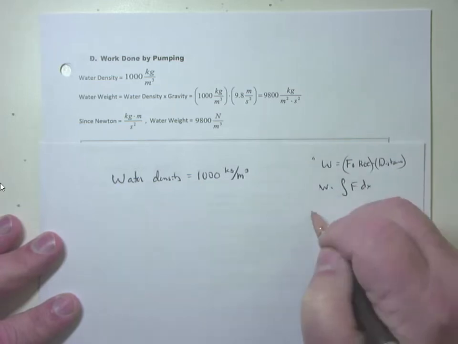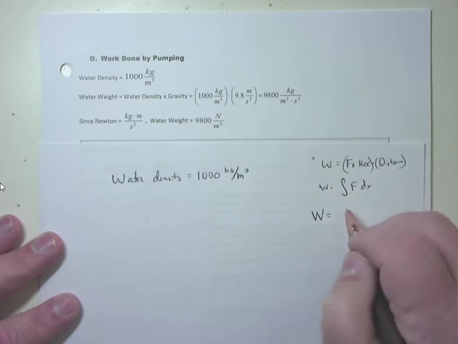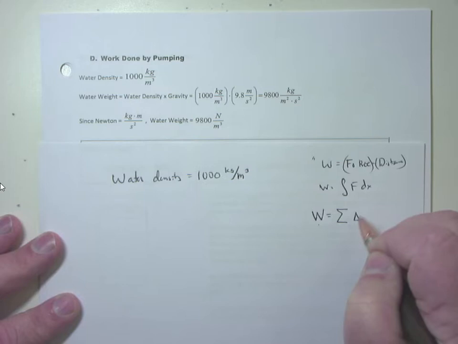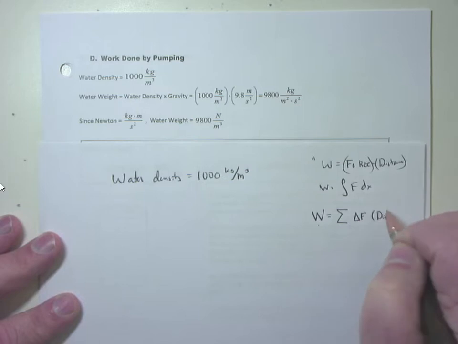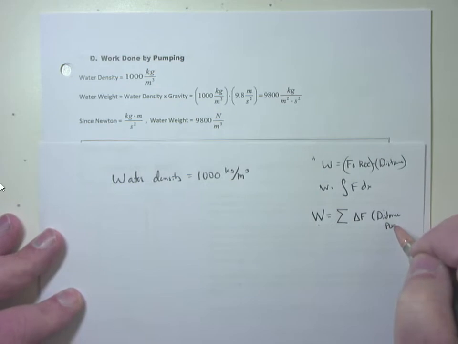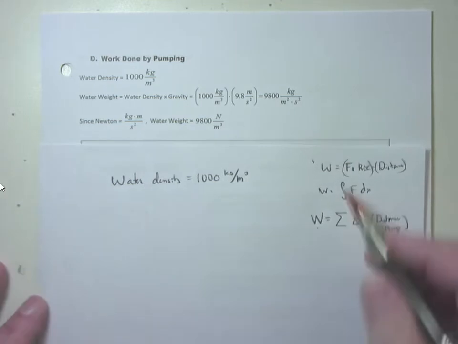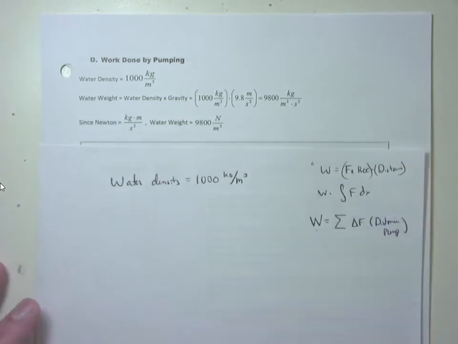And we also have this, which is the formula that I will be using. Work is equal to the sum of the change in force times the distance. In the old formula, I said the distance you have to lift, but now it's going to be the distance that you're going to have to pump. This is going to be my formula that we'll be using. But it's all pretty much set up for the same concept here.